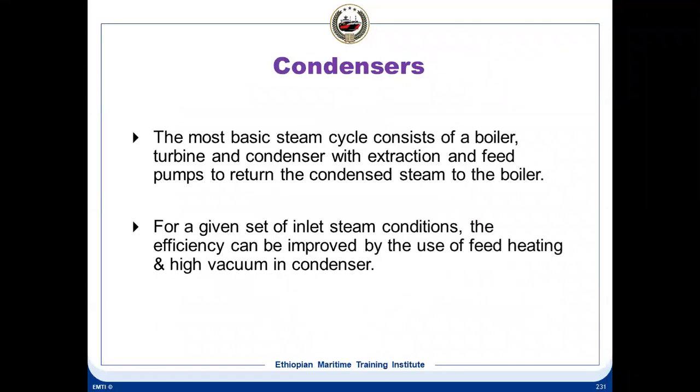Now let's go on to the next topic, which is condensers. There are again many types of condensers. And your basic steam cycle consists of a boiler, turbine, and so instead of your turbine, we can have many other things. The boiler is there to produce the energy, and the energy is produced by burning fuel to heat feed water, which is converted into steam. And we require the steam to do work.